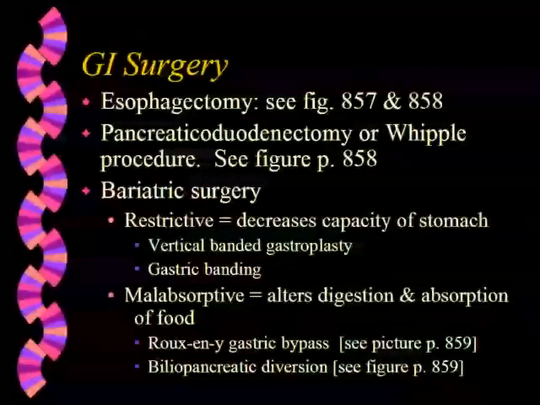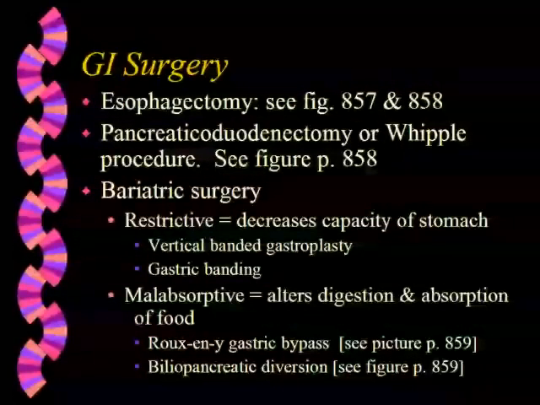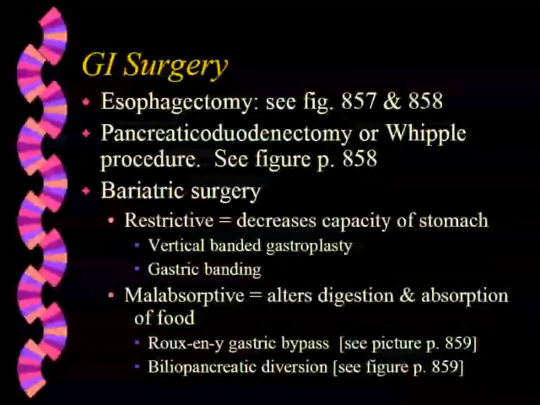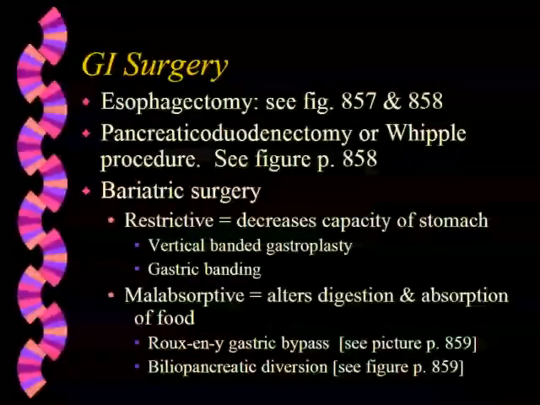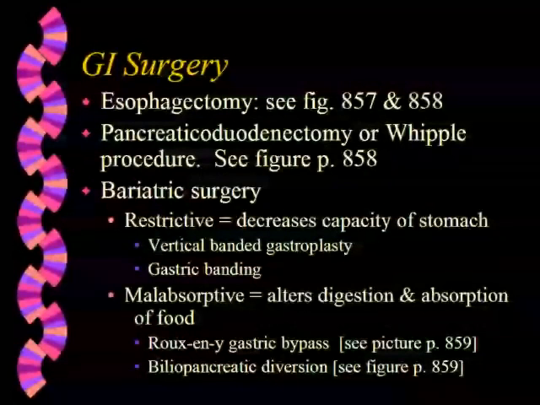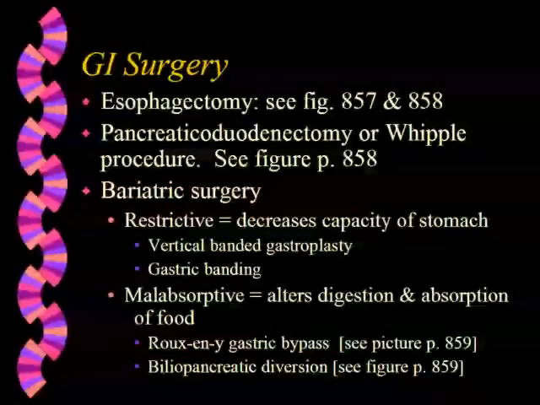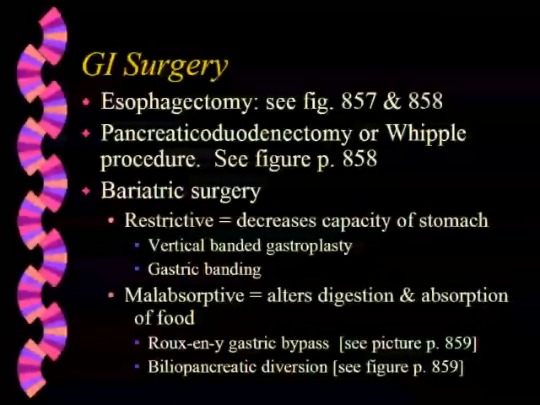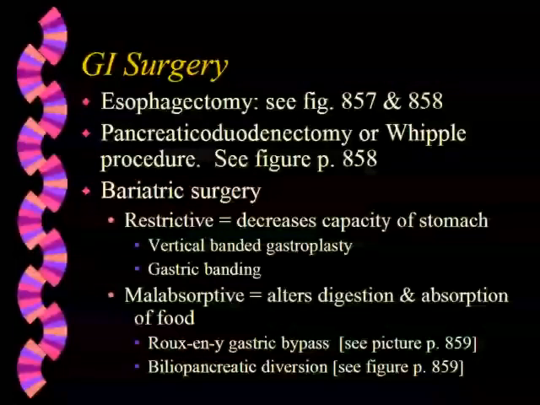A pancreatic duodenectomy, or a Whipple procedure after the doctor who performed it. There's a figure for this on page 854. This is also for pancreatic cancer. It removes the head of the pancreas, the duodenum, the common bile duct, the gallbladder, part of the stomach, and the jejunum. And sometimes it works.